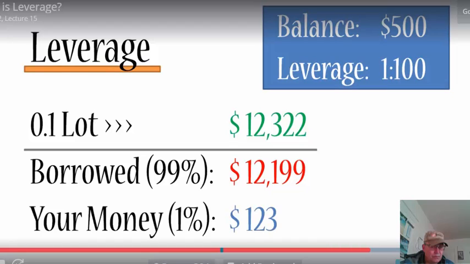All you have to invest is $123 of your own money. So that is 1% of the transaction, and that is much more affordable with your balance of $500. And in this case, you can now conduct this transaction and participate in the forex market, either buying or selling the euro dollar. So that's how leverage works.